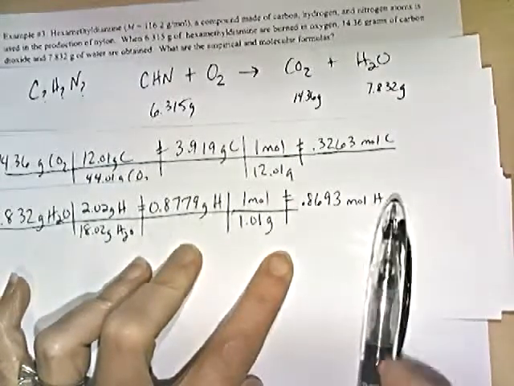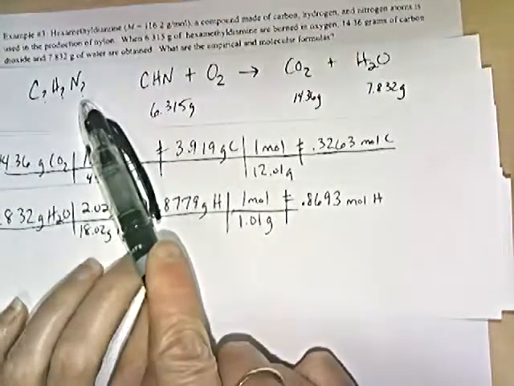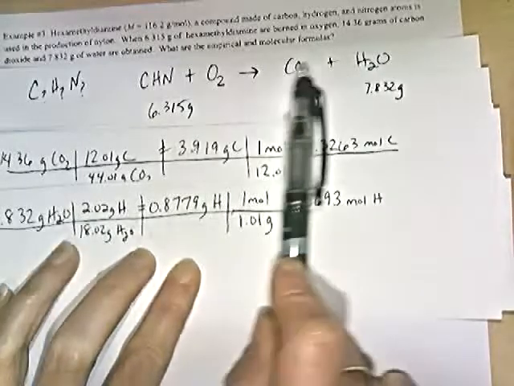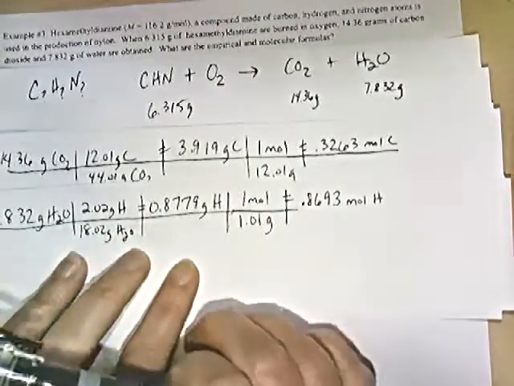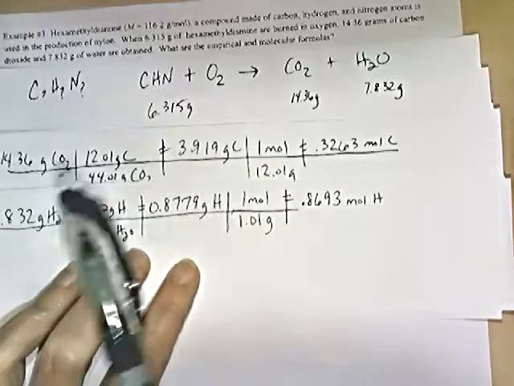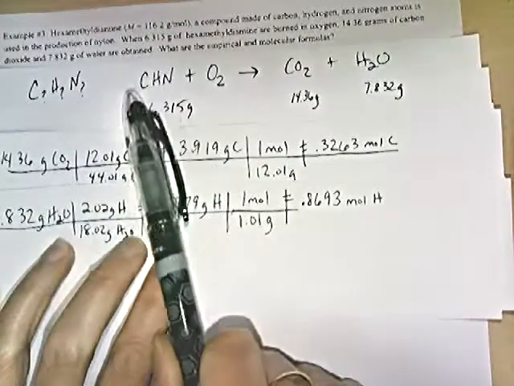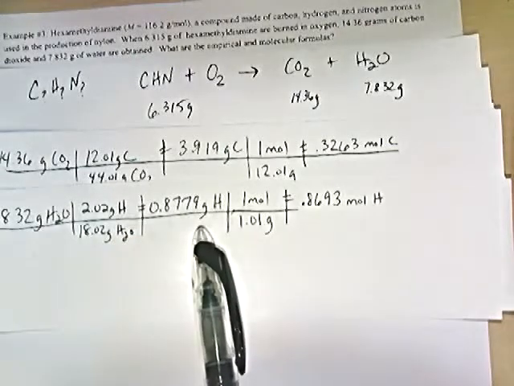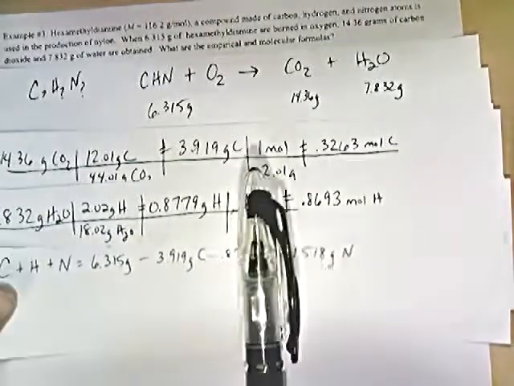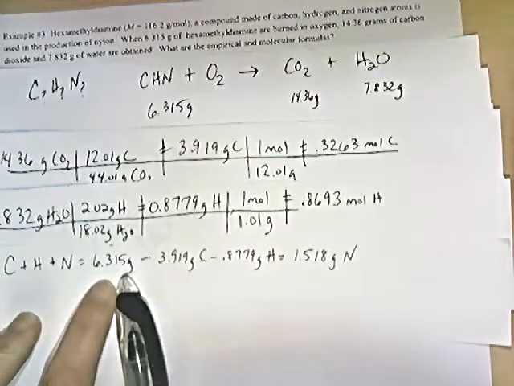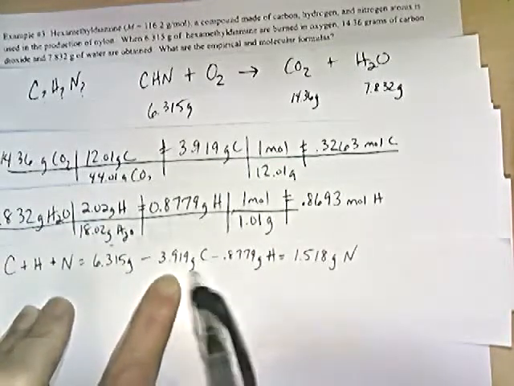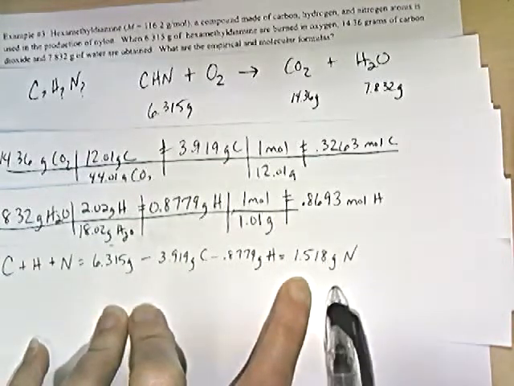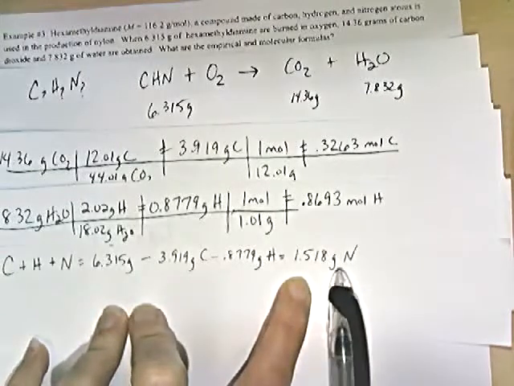Now, normally we'd stop here, but notice this sneaky problem has a third element, nitrogen. They haven't given us any combustion information about nitrogen, so this is applying the law of conservation of matter. If I know that 6.315 grams is the entire compound, I know the grams of carbon, and I know the grams of hydrogen, I'm just going to subtract. These 3 added together are the 6.315. Subtracting out my carbon and my hydrogen gives me my grams of nitrogen. They don't give it to me directly, but I can use the law of conservation of matter to determine that.